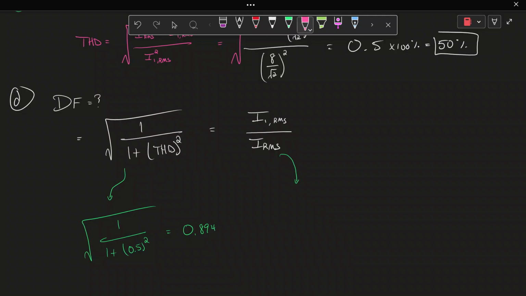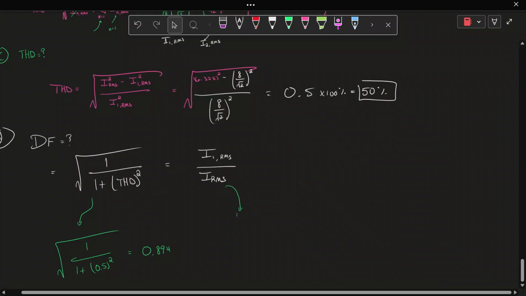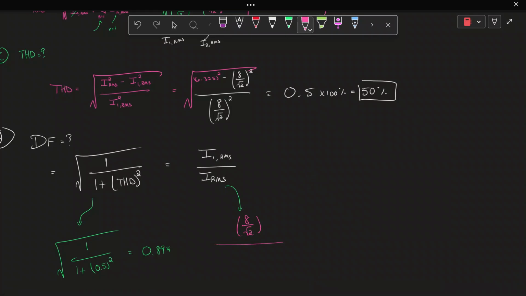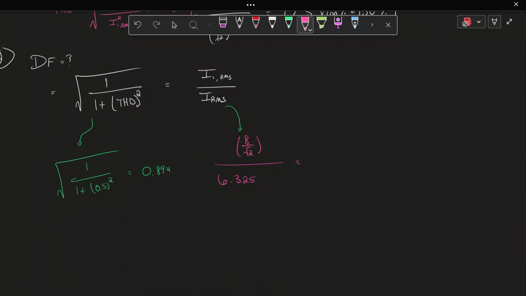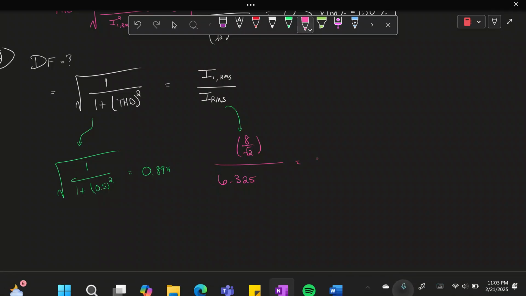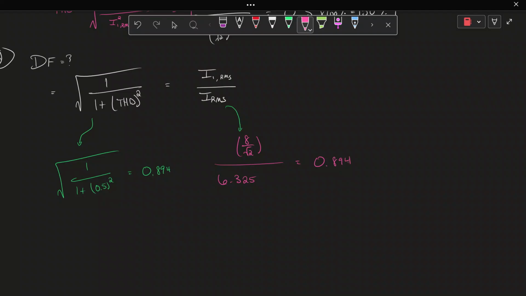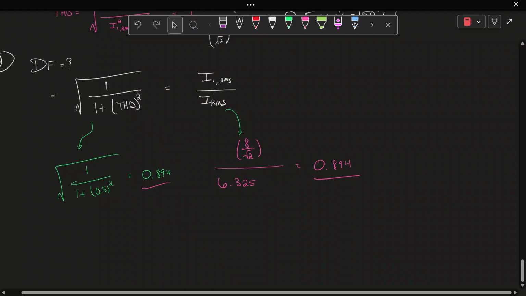Now for this one is going to be I1 RMS, which is 8 over square root of 2. This one does not have to be squared, divided by IRMS, which is 6.325. And now what we're going to get is, let's see what we get here, about the same value, 0.894. So good thing we checked here, they're the same. So distortion factor is this value.